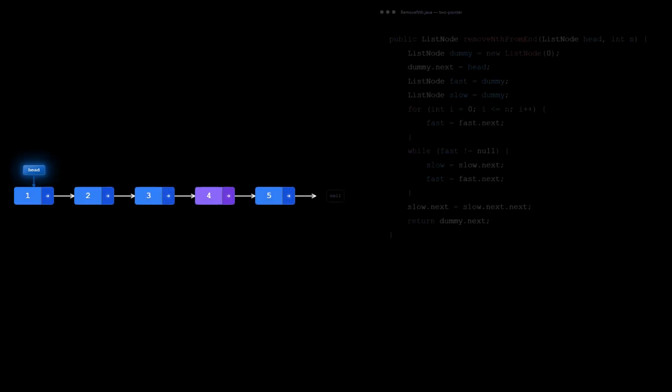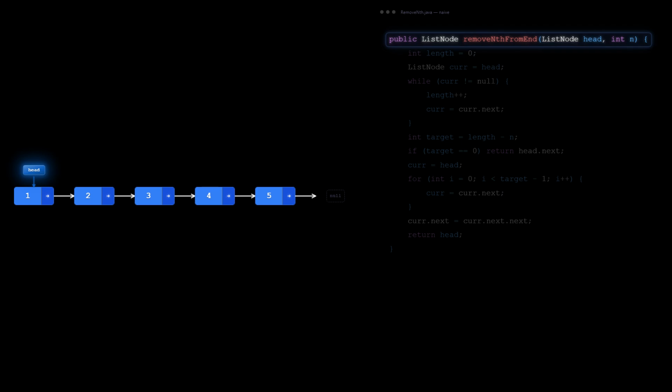The problem is to remove the nth node from the end of a linked list. We have nodes 1 through 5 with n equals 2. So we need to delete the second node from the end, which is 4, and the result should be 1, 2, 3, 5. The obvious approach is two passes.